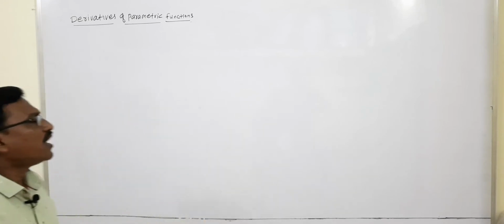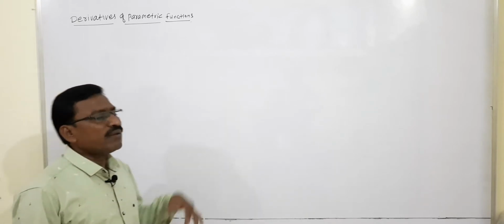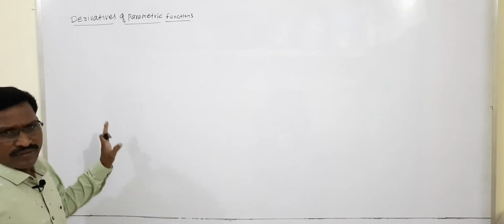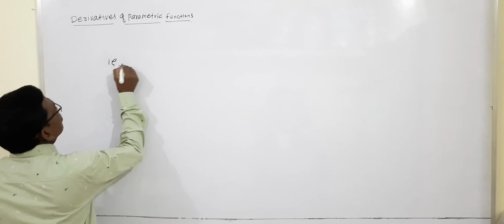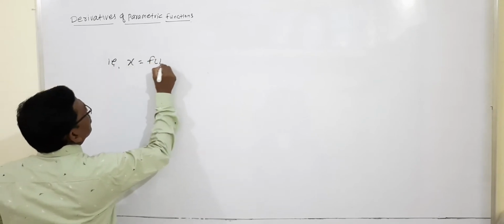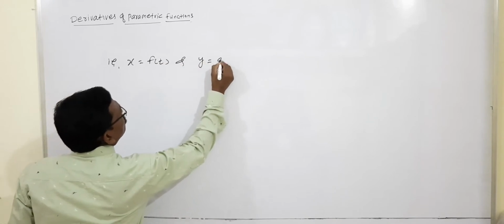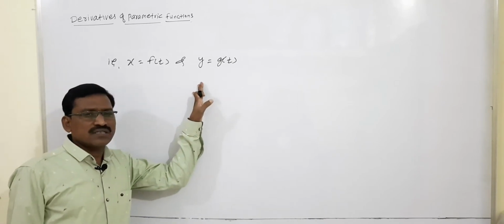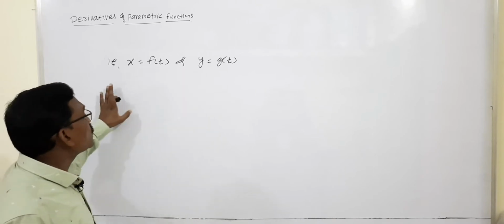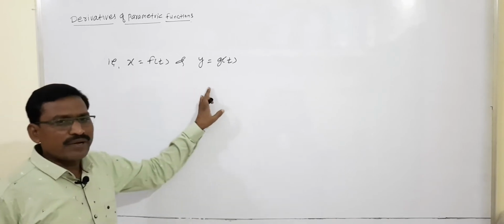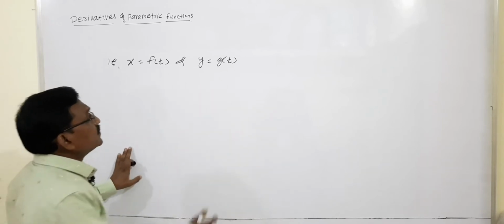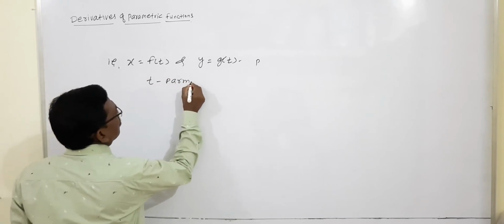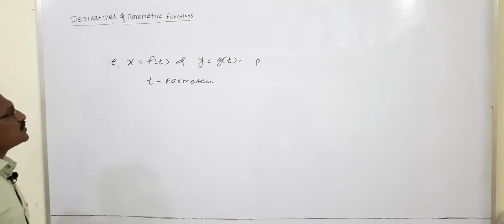If x and y can be expressed as functions of the same variable t, that is x equal to f of t and y equal to g of t, then these equations are said to represent parametric functions, where this t is called a parameter.